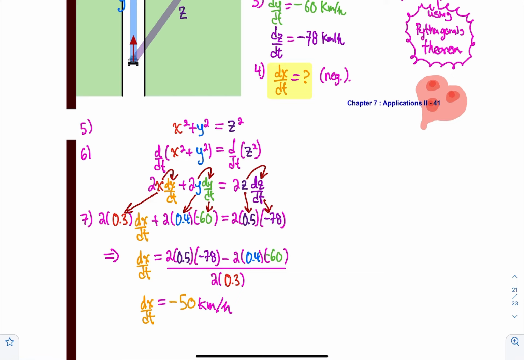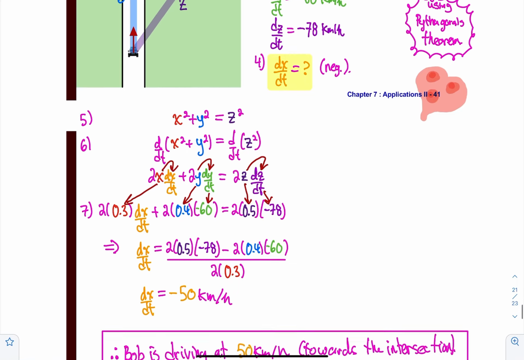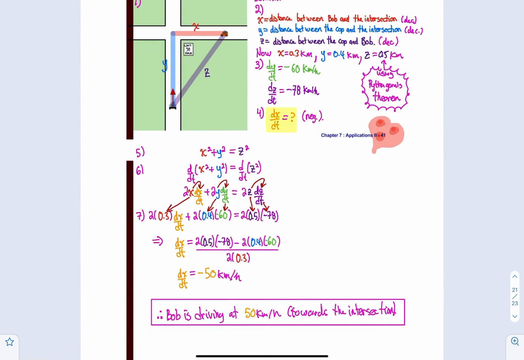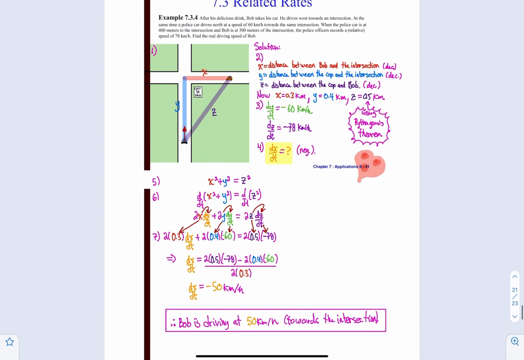And then if you want to put some interpretation on this, it means that Bob is driving at 50 kilometers per hour towards the intersection. It turns out that in this neighborhood, the speed limit was 30, so the cop will catch me and will bring me to jail. So I will be back in jail because of me driving fast. And of course, the cop discovers that I was drinking. So I'm going back to jail.